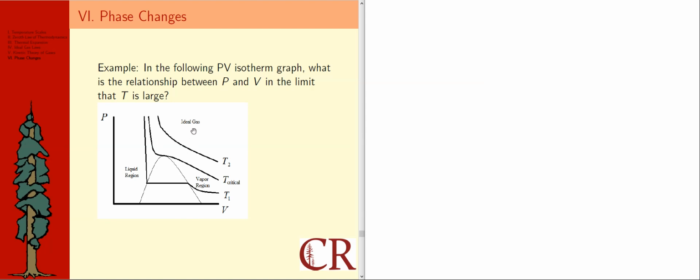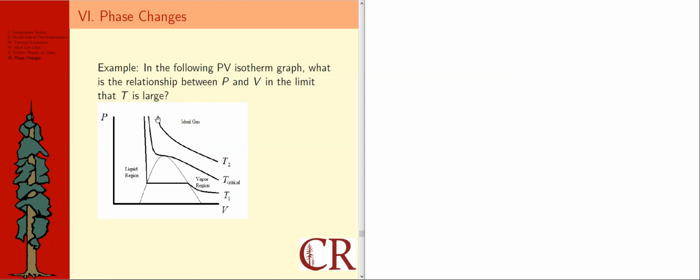So what we're actually being asked here is, what is the relationship between P and V in the limit? That almost sounds like I'm running into calculus land a little bit, so maybe I should explain that. Basically, you can ignore the "in the limit" part, and just consider when the temperature is large. Well, we just said when the temperature is large, that means we're up on this isotherm here. That means it's basically staying an ideal gas and no phase change is happening.